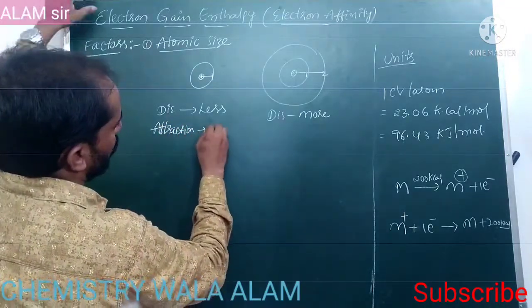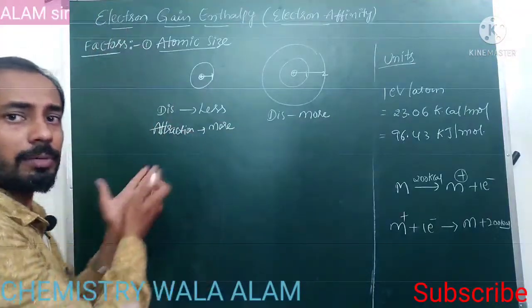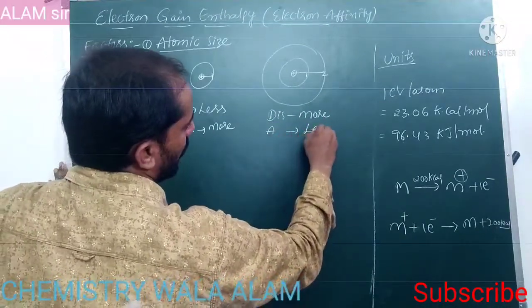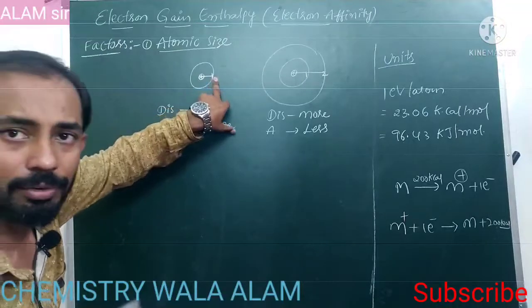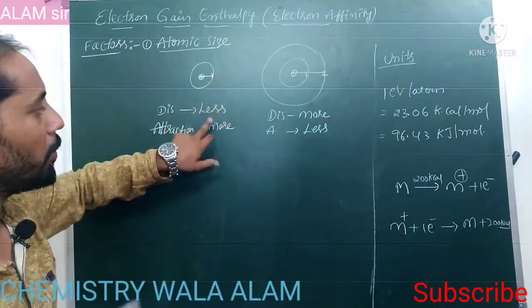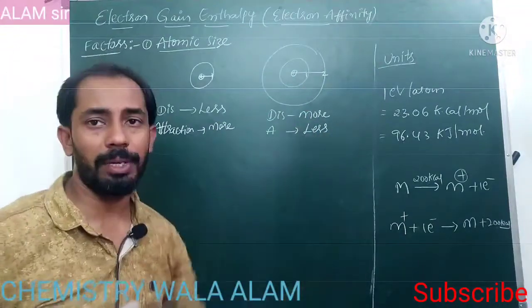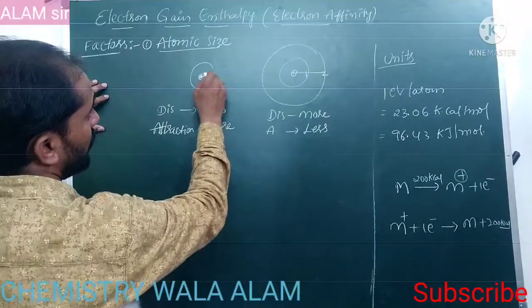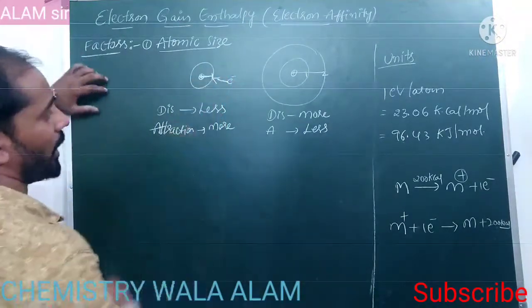Attractions are more when distance is less. Here distances are more, then what happens to the attractions? Attractions are less. That means the effect of the nucleus on the valence electron is more here, and here the distance is more, so attraction will be less. If the distance is less, the incoming electron can easily be attracted.